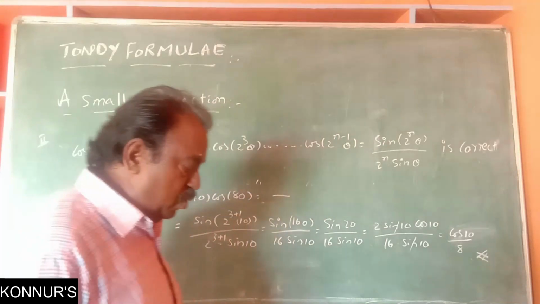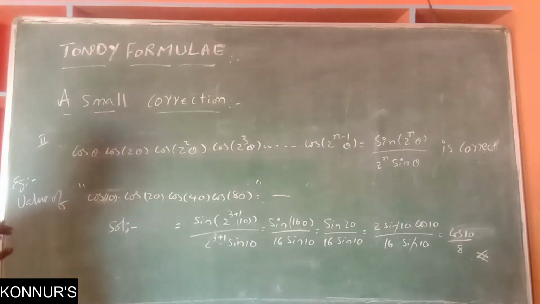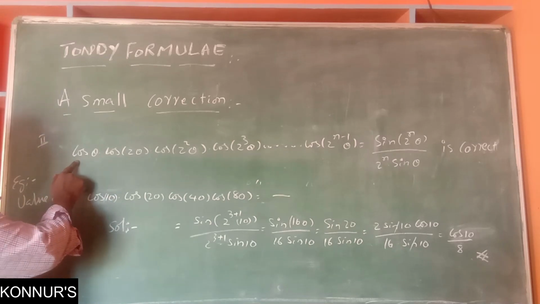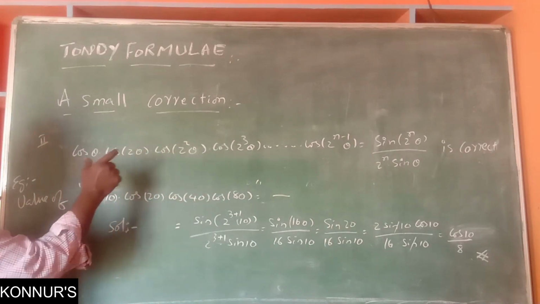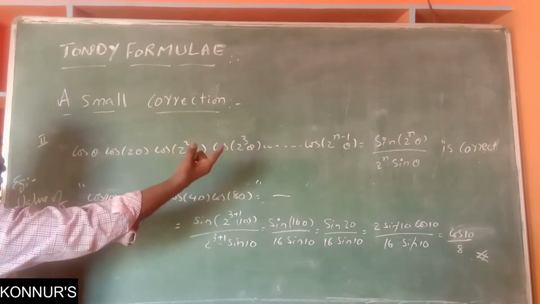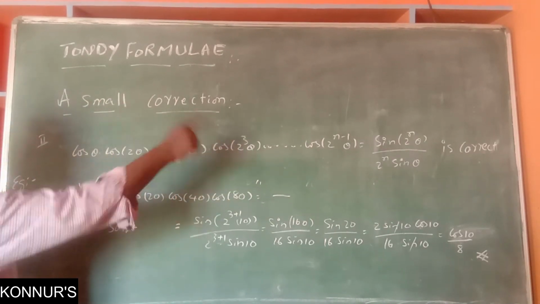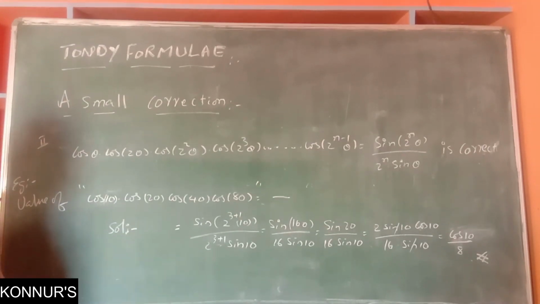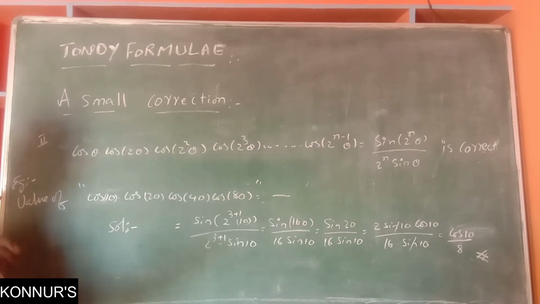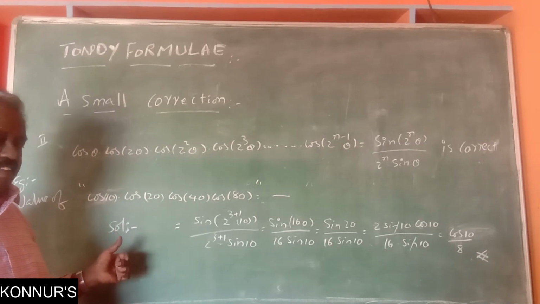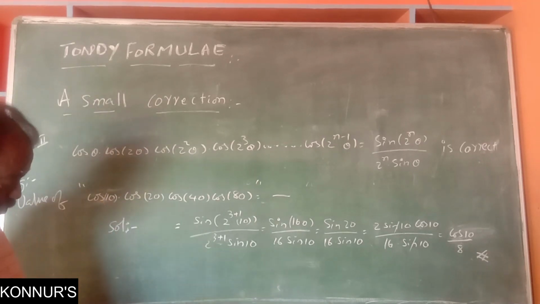Once again, you observe me clearly. In the LHS it is only a product of cosines. N cosines are there, but it results in the RHS as a sine only. It is an important formula. It is the 20 formula, second one. And you observe the example like this.